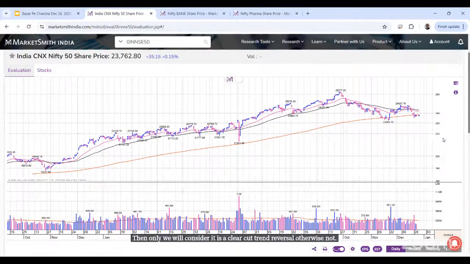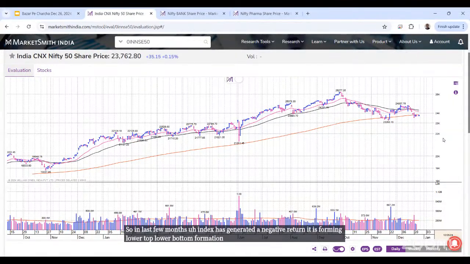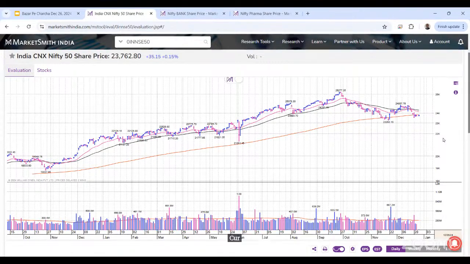In the last few months, the index has generated negative returns. It is forming a lower top, lower bottom formation. Technically, it has lost momentum not only on the daily chart but on the weekly chart also. Indicators, MACD is trending negative. ADX DMI is also showing negativity. So I can say currently the overall bias is negative.